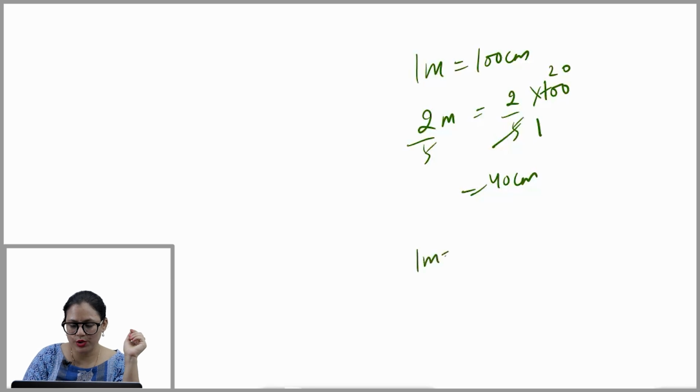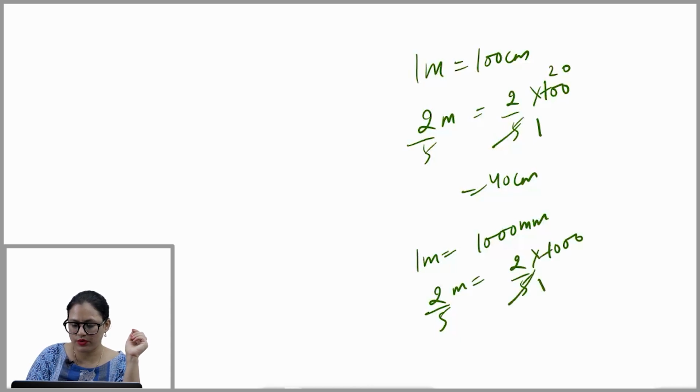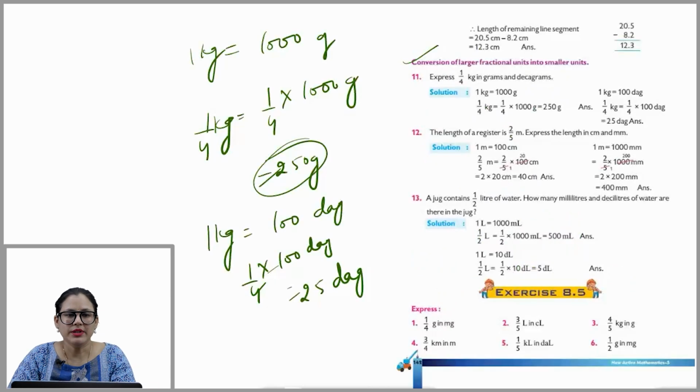So 1 meter is equal to 1000 millimeter. Okay. So 2/5 meter would be 2/5 into 1000. 5 ones are 5, 5 twos are 10 and 2 zeros. So 400 millimeter. Okay. Similarly, you will do example number 30. Now let's check out exercise 8.5.